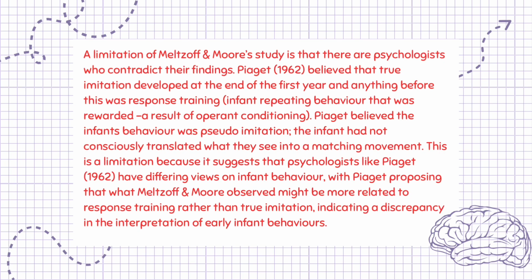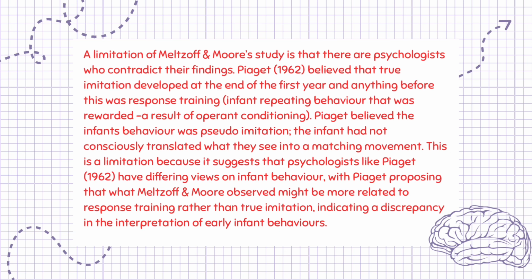A limitation of Meltzoff and Moore's study is that there are psychologists who contradict their findings. Piaget, 1962, believed that true imitation developed at the end of the first year, and anything before this was response training, infant repeating behavior that was rewarded as a result of operant conditioning. Piaget believed the infant's behavior was pseudo-imitation. The infant had not consciously translated what they see into a matching movement.